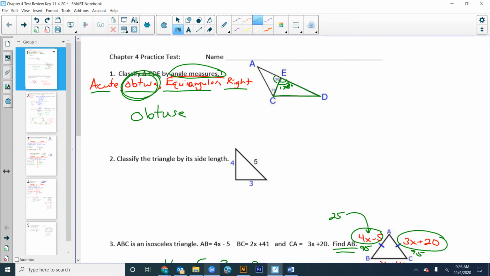You guys sound confused. You guys know it's not talking about angle CDE, right? It's talking about the whole triangle, right? And it has an obtuse angle, so it's an obtuse triangle.